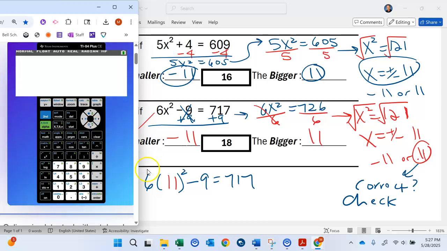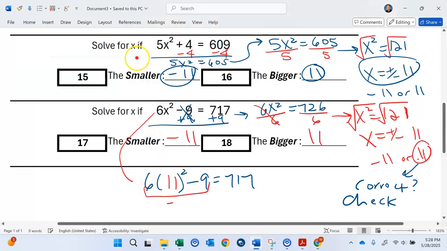Let's clear this out. We're going to do 6 from here, parenthesis 11, parenthesis to the power of 2, minus 9, and we hit enter, and what do we get? 717, see? So we confirm that that is the same as that, so that is the correct answer, okay?